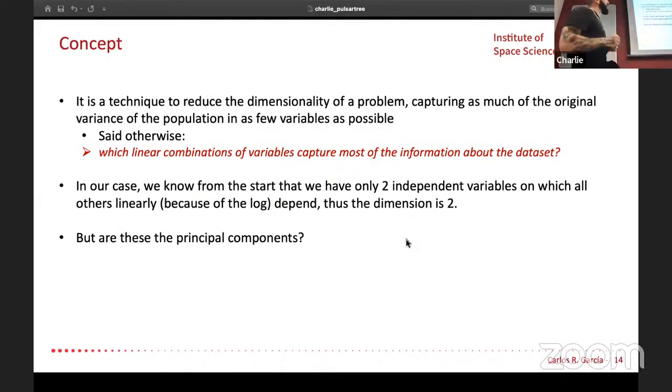But also, at this point, we were asking what happens with the variables we are considering, because as I said, we have 8 variables, but 6 of them depend literally on the first two: spin and spin period derivative. So if you take the log of these variables and apply the PC method, you will obtain 2 principal components, 2 new variables, to reproduce 100% of your data. But the point here is to see if these 2 principal components are literally spin and spin period derivative. The answer is no.